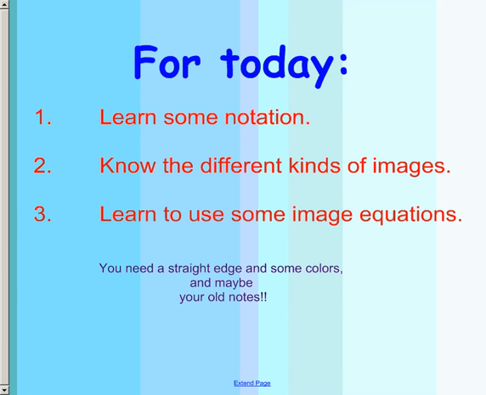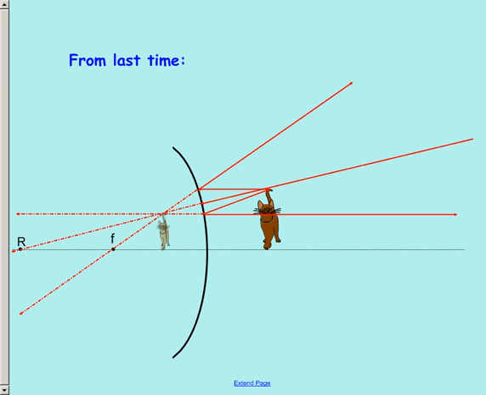So you'll need a straight edge and colors. Actually, you will for sure. Your old notes will be kind of handy. You'll be able to do a little writing right on them, perhaps for some of this. If you don't have your old notes, you'll probably have to do a little more pausing than you might otherwise. Alrighty, so let's begin.